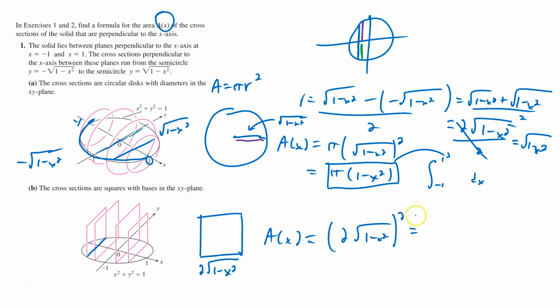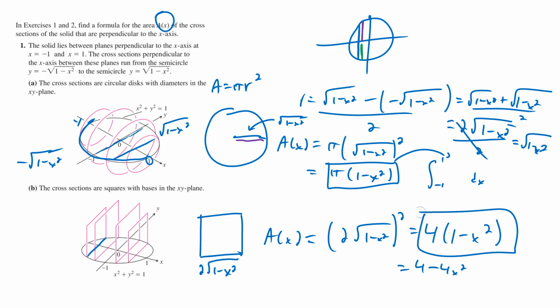Make sure you square both of these, right? The algebra is what gets you killed on these problems. It's usually not the calculus. So that's going to be 4 times (1 − x²). Or you could distribute the 4: 4 − 4x². Either one of these would be okay, right? I'd probably leave it like that. 4 times (1 − x²).